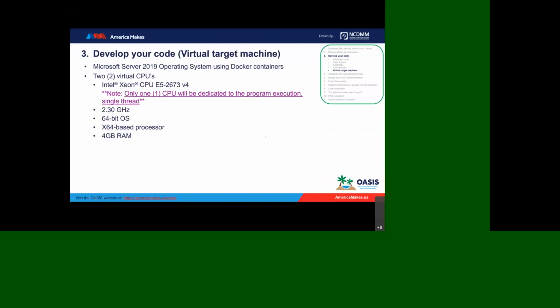The virtual target machine that will be running the code is a Microsoft Server 2019 operating system using Docker containers. They'll have 2 virtual CPUs, Intel Xeon CPU E5-2673 version 4. The important thing to note here, though, is only 1 CPU will be dedicated to the program execution, so it'll be a single thread. 2.3 gigahertz, 64-bit OS, 64 base processor, and 4 gigabytes of RAM. So what I really want you to take away from this slide is that only 1 CPU will be used.